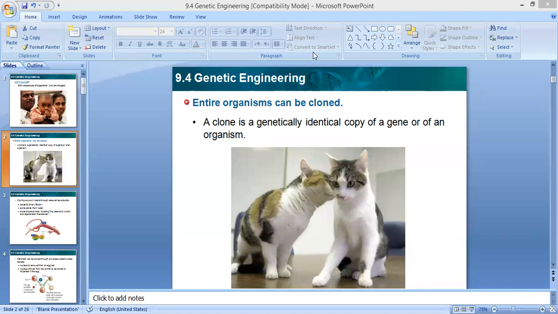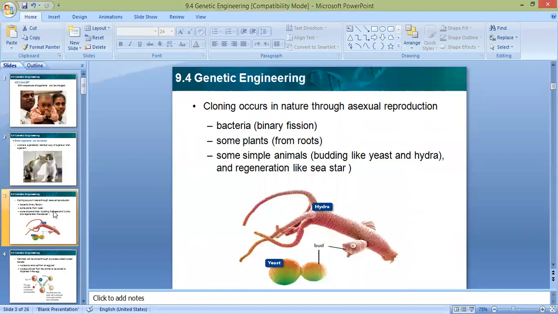And we said that this process can happen in nature by asexual reproduction. Bacteria and some plants, not all plants, some plants or some simple animals can reproduce asexually. We said asexual reproduction means the parent cell will divide: first you copy the DNA, and one cell will divide into two cells, so I get another clone.